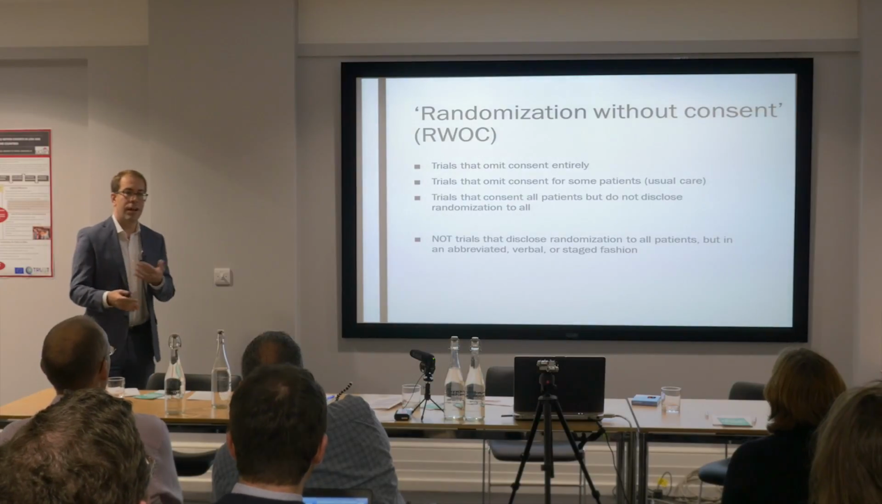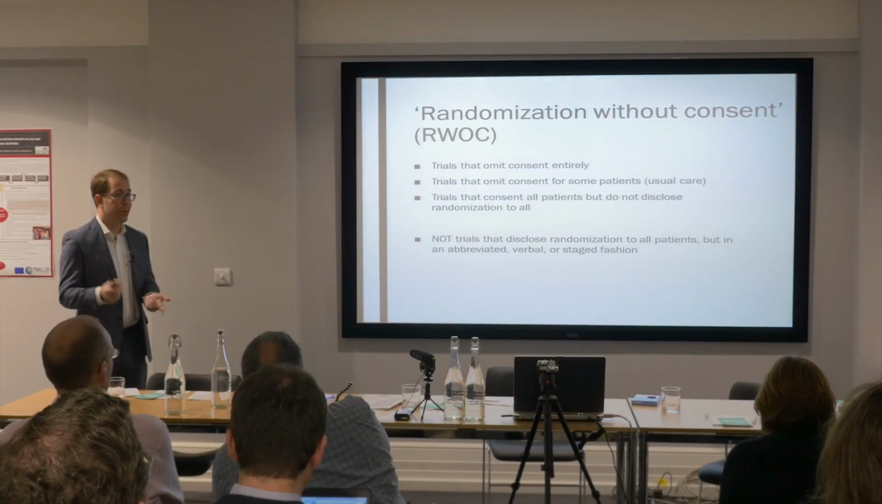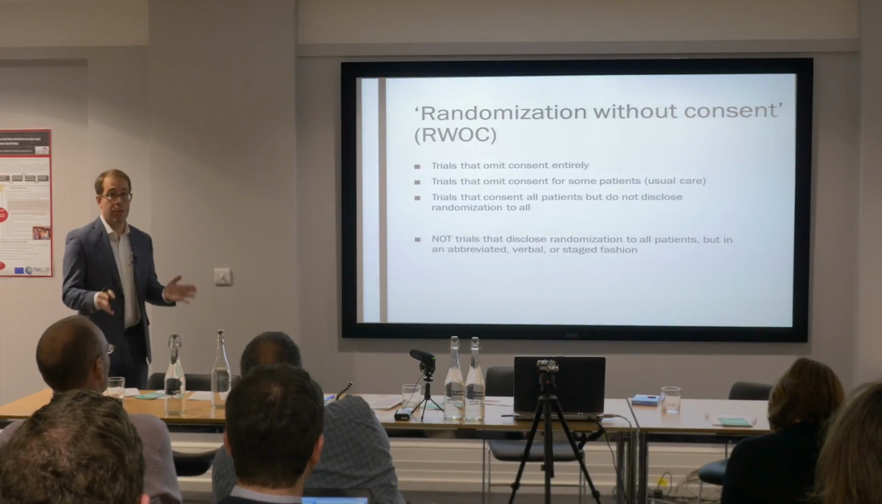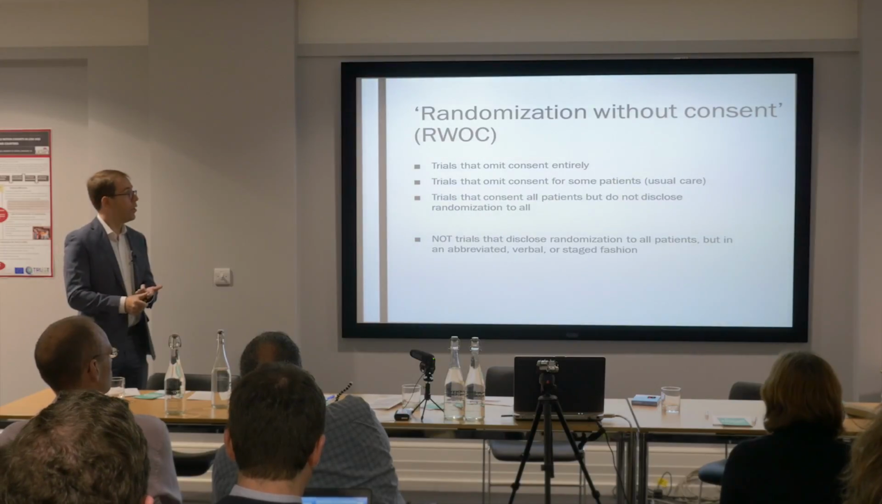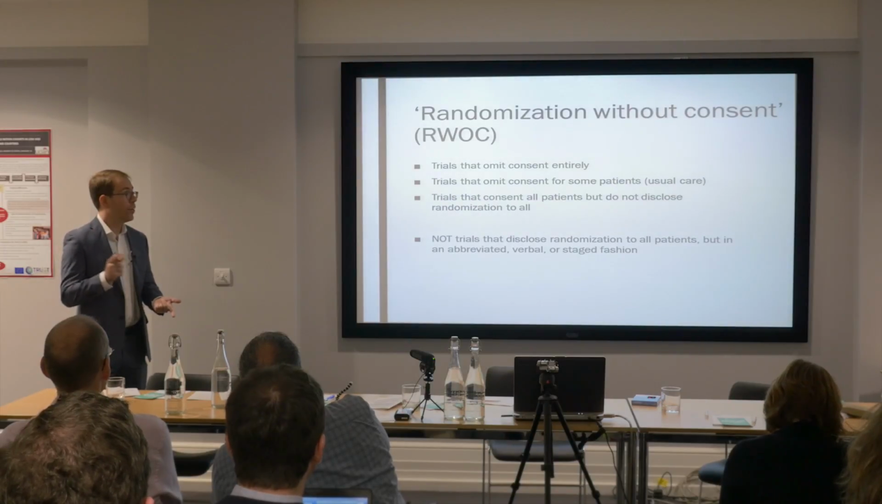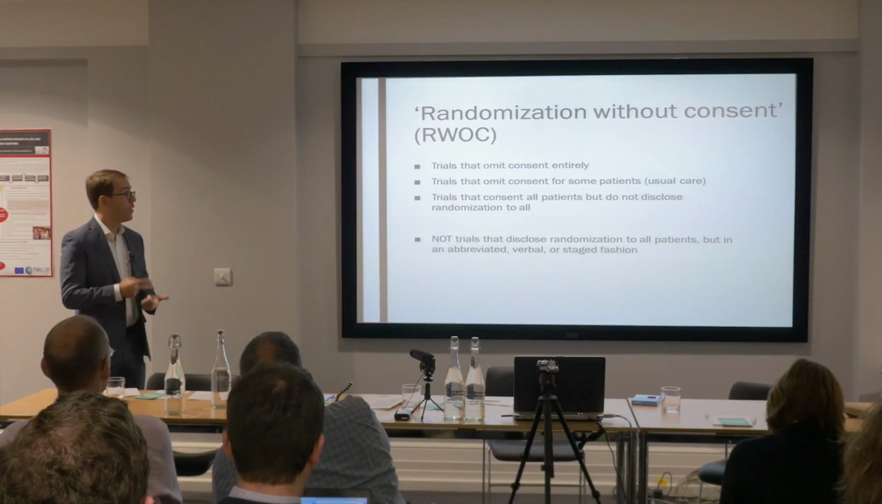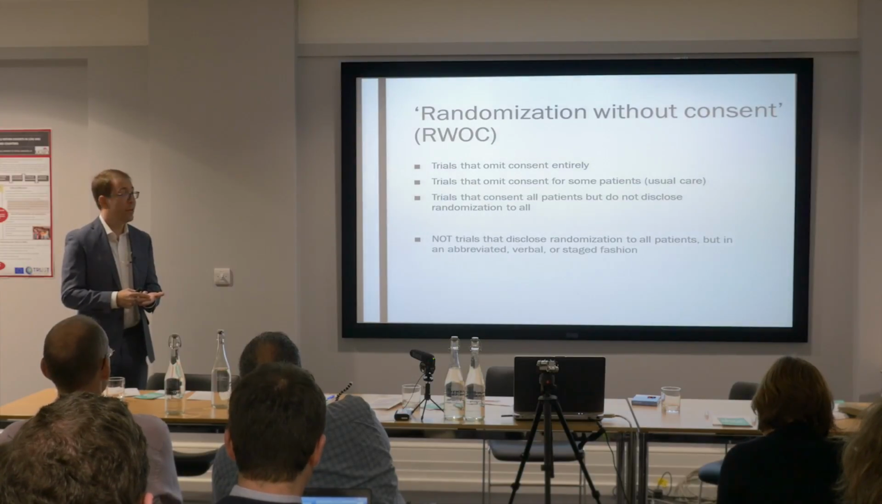Trying to operationalize that idea so we could do a systematic review, I came up with a definition: I was interested in trials that randomized patients without getting consent to randomization from all patients. That definition turned out to cover trials that obtain no consent whatsoever, trials that omit consent for certain patients, especially those getting usual care, as in Zelen designs, including TWICS, and trials that consent all patients but don't necessarily disclose randomization to all patients, again including some forms of Zelen and TWICS.